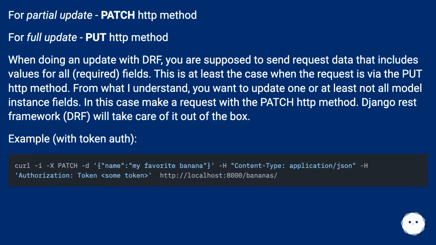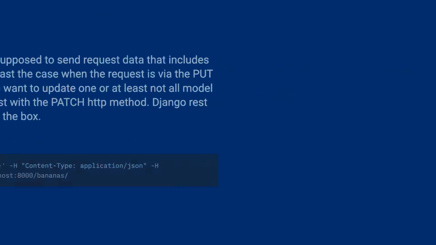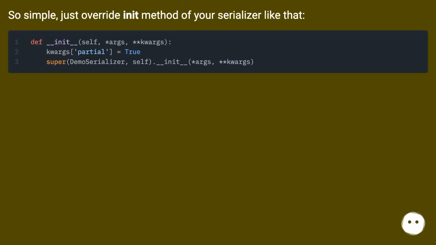Example, with token auth. So simple, just override the init method of your serializer like that.